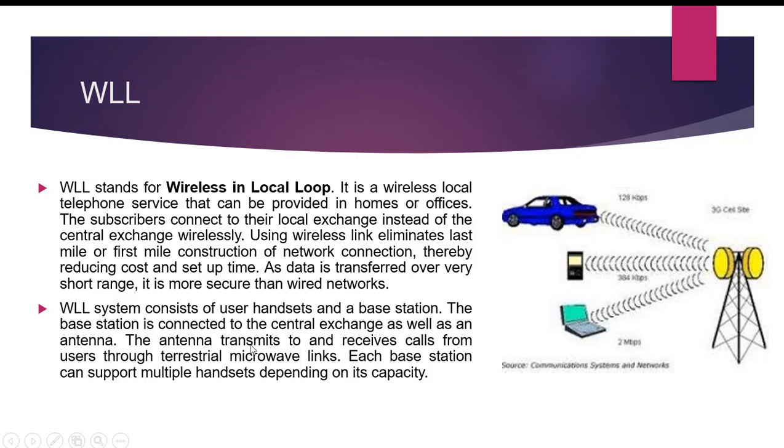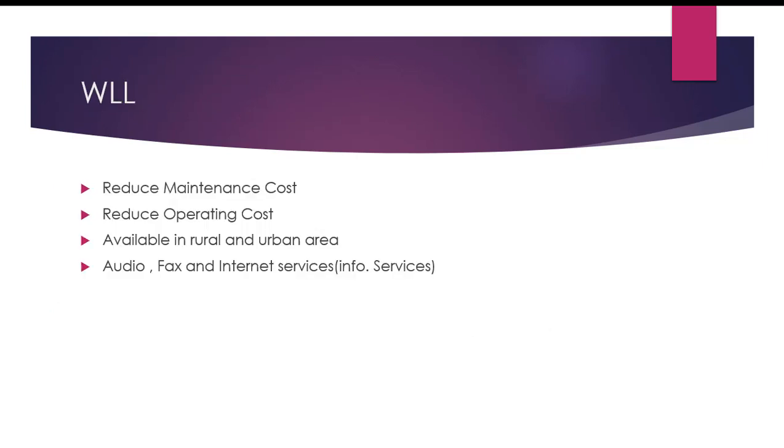The antenna transmits to and receives calls from the user through terrestrial microwave lines. Each base station can support multiple handsets depending upon its capacity. Okay, so this is all about wireless local loop. Now some points: reduced maintenance cost, reduced operating cost, available in rural as well as urban areas, and it supports audio, fax and internet services. Okay, so these are some of the important points you have to notice with wireless local loop.